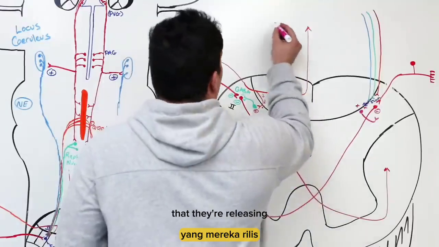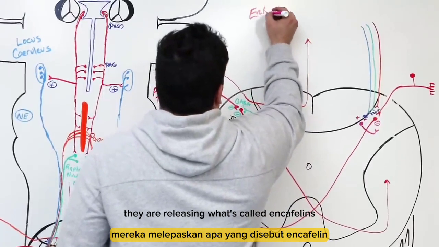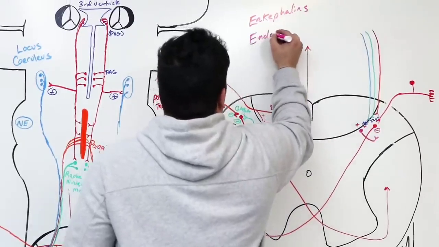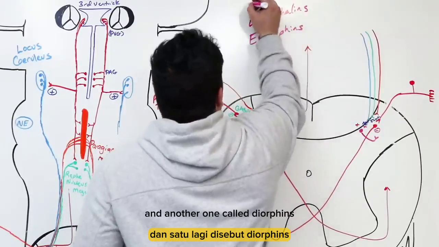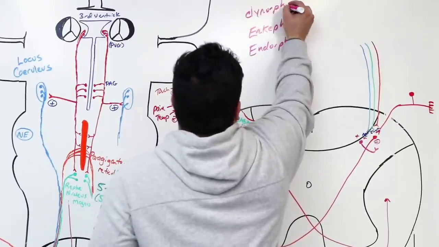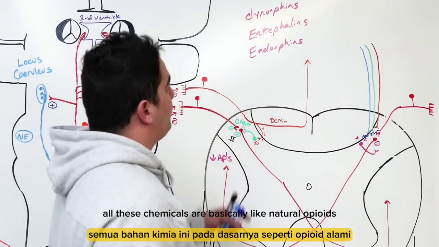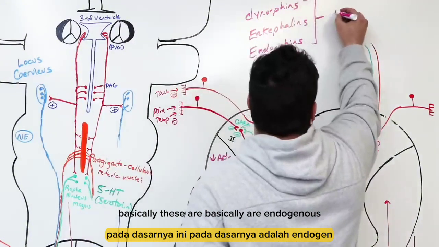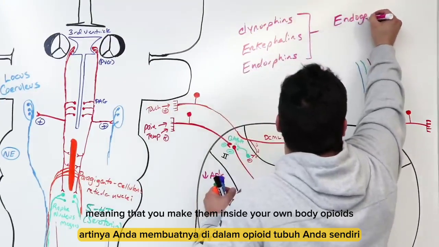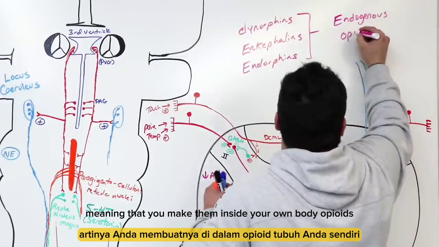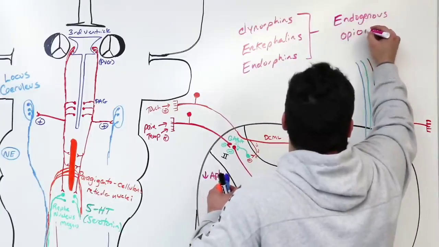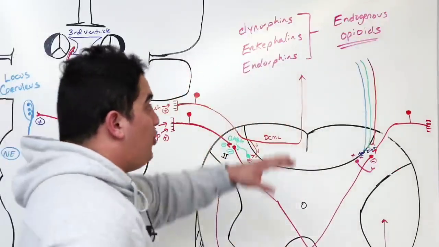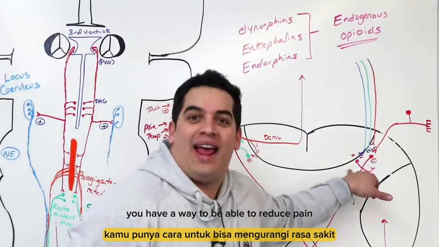What are some of these chemicals that they're releasing? They are releasing what's called enkephalins, endorphins, and another one called dynorphins. All these chemicals are basically like natural opioids. These are basically our endogenous, meaning that you make them inside your own body, opioids. Okay? These are endogenous opioids. So you have a way to be able to reduce pain.